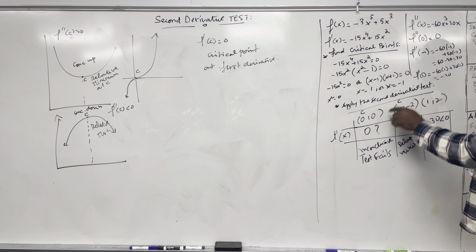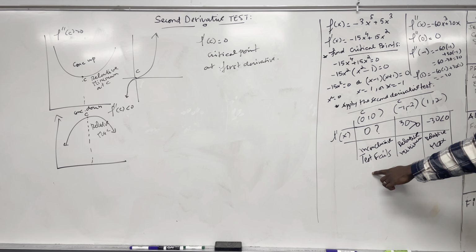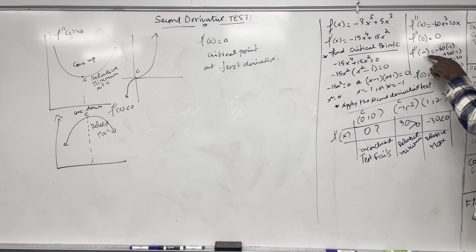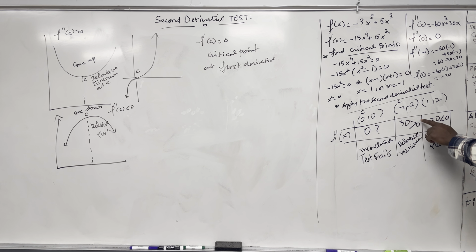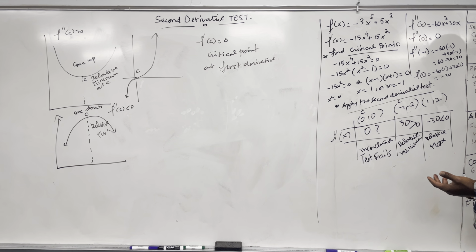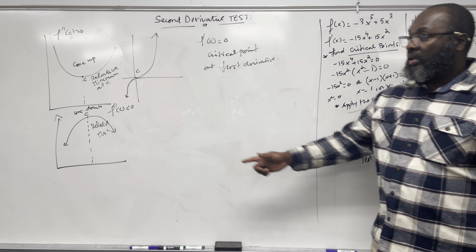Now in this case, when you plug in 0 here, you get a 0. So the test is inconclusive, it fails for the first one. Second one, when you plug in x equals negative 1 in the second derivative, you get positive 30, which is more than 0. That means you have a relative minimum according to the second derivative test, because the function is concave up. The last one, when x is 1, we get negative 30 for the second derivative, which is less than 0. So you have a relative max because the function is concave down.